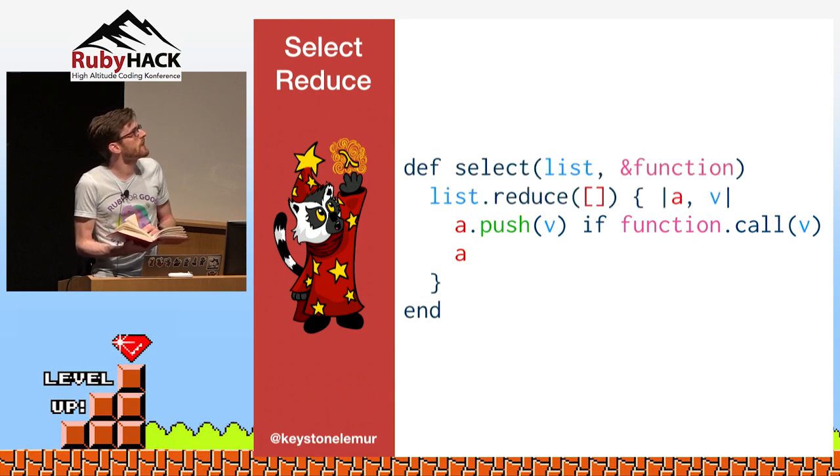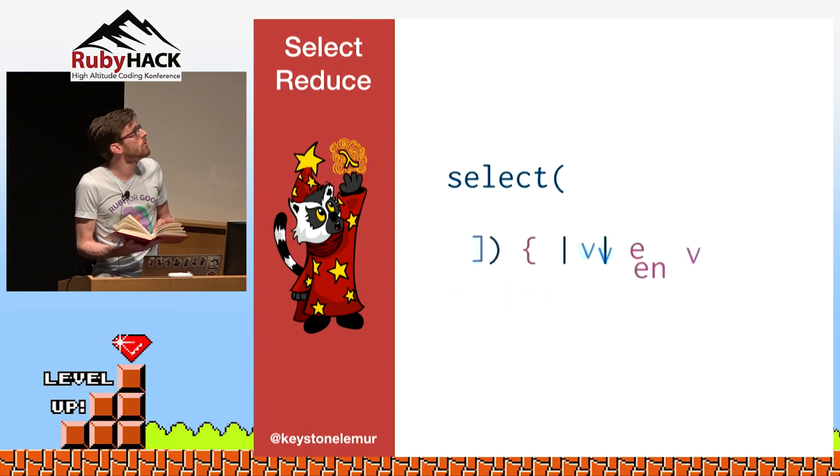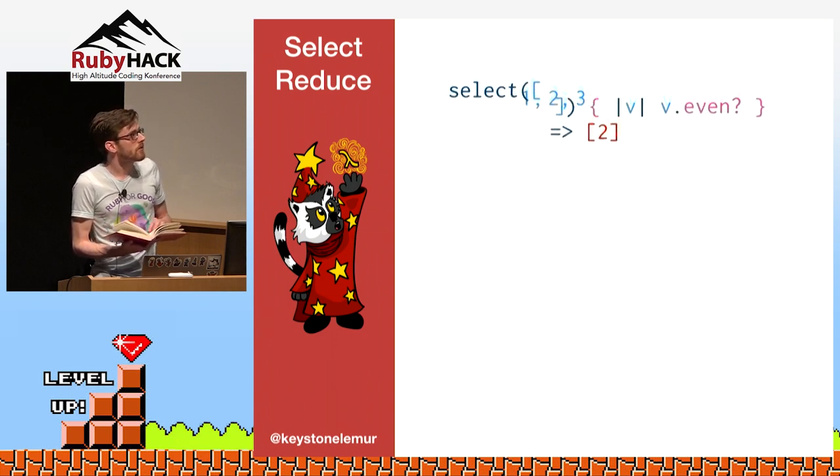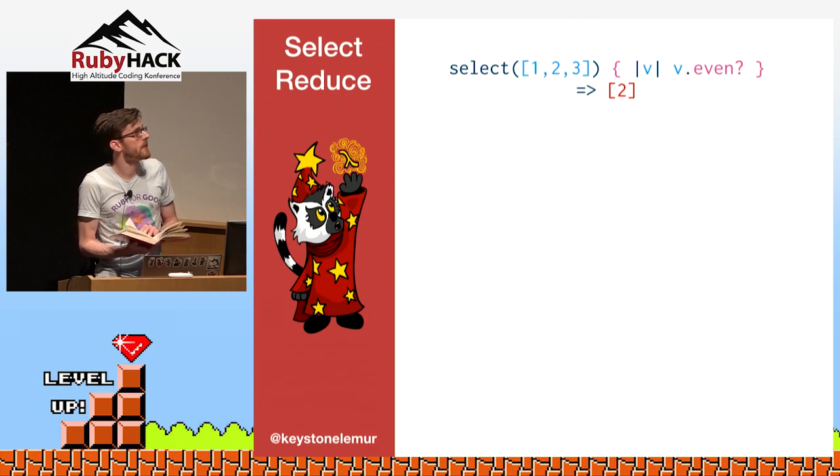So it looks a little bit like this, but you might see it's called more like this, and it looks very similar to our map example, except now we're using the function to decide whether or not we should put an element in there in the first place. And like select, it's going to return back the value of 2. So let's take a look into how exactly that's working.